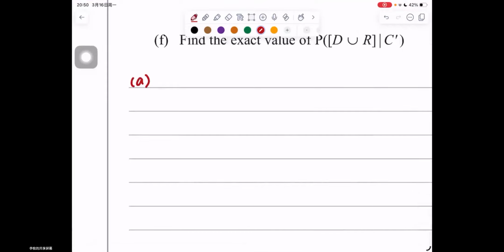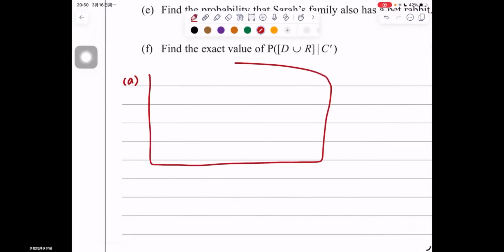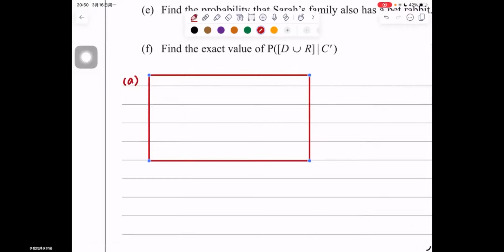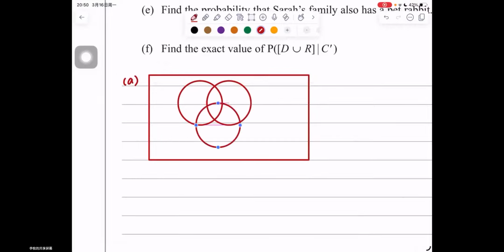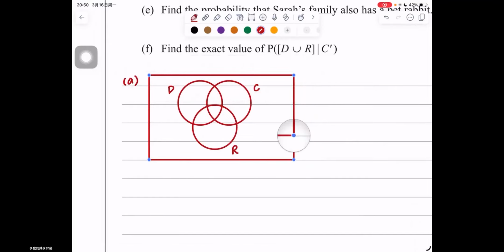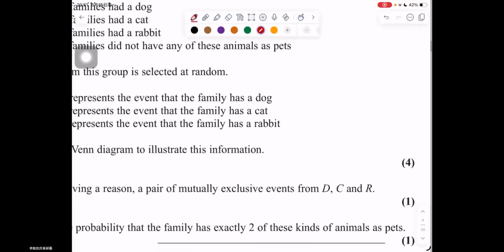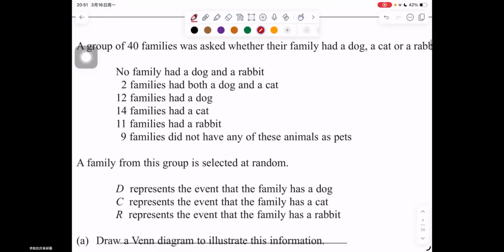First, let's draw a Venn diagram, which is a box, and then there are three sets, D, C, and R: dog, cat, and rabbit. And then we're going to fill in the values in those circles according to the conditions given in the question. So firstly, let's look at this one here. No family had a dog and a rabbit.